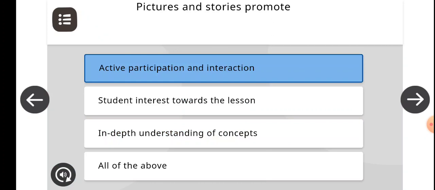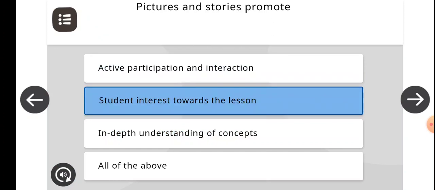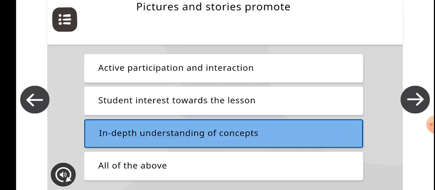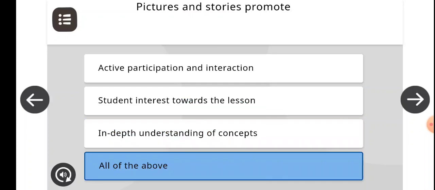They will do active work on pictures and stories. The right pictures and stories promote active participation of the students, and there is much more scope to interact. Using these pictures and right stories, students show more interest towards the lesson. And using a perfect picture, there is scope for in-depth understanding of the concept. All these three are correct, so all of the above is the right answer.